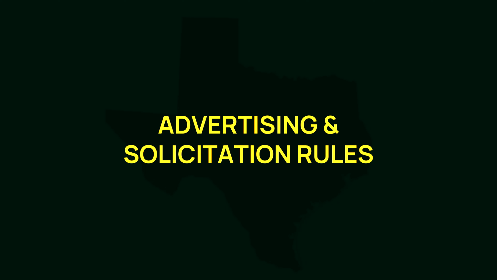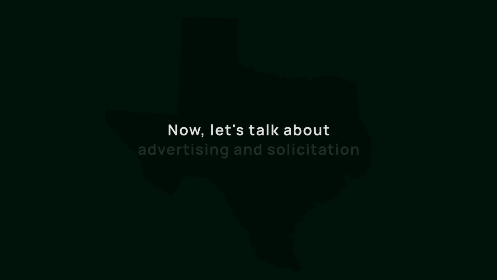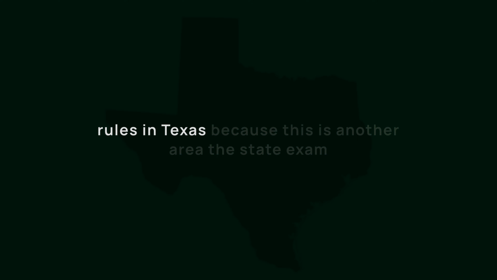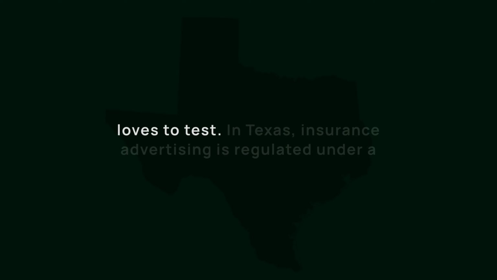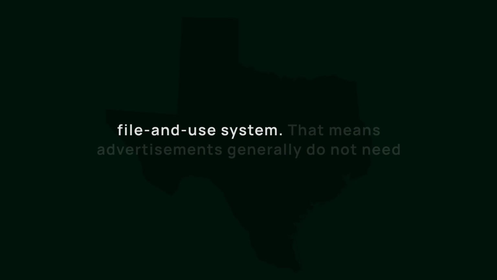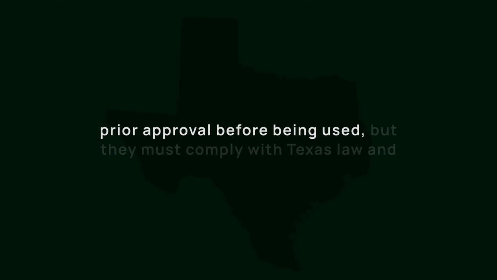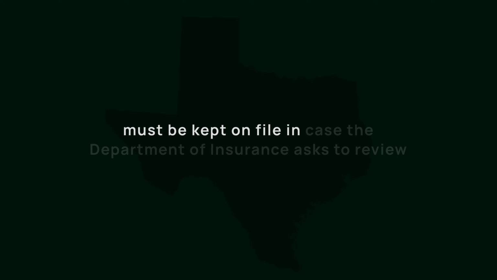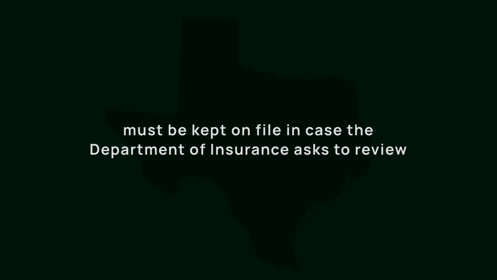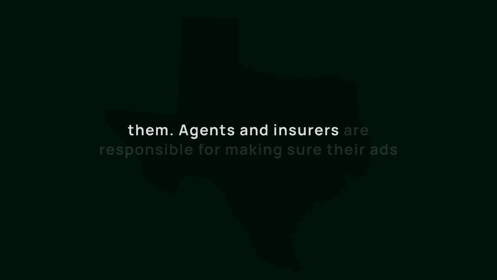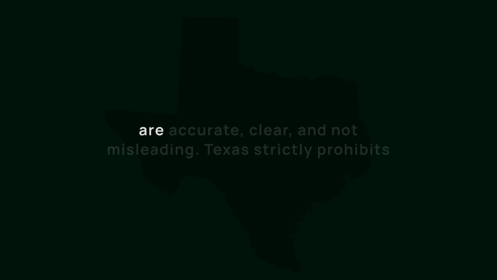Advertising and solicitation rules. Now let's talk about advertising and solicitation rules in Texas, because this is another area the state exam loves to test. In Texas, insurance advertising is regulated under a file and use system. That means advertisements generally do not need prior approval before being used, but they must comply with Texas law and must be kept on file in case the Department of Insurance asks to review them. Agents and insurers are responsible for making sure their ads are accurate, clear, and not misleading.